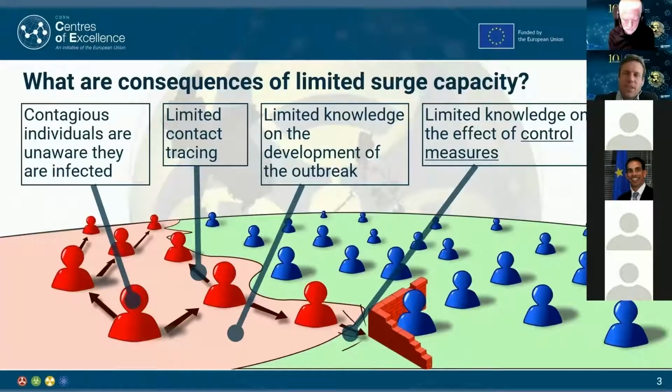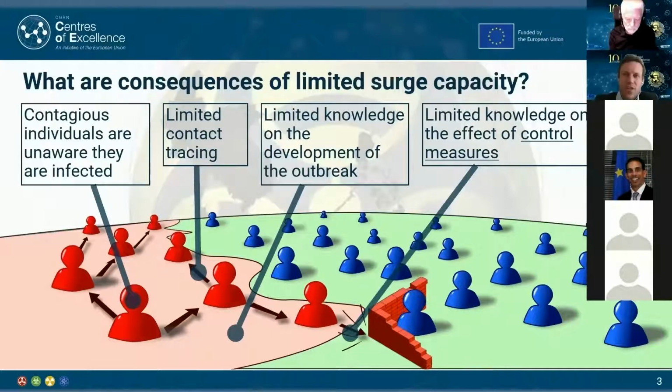So what are these consequences of limited surge capacity, so limited testing capacity? So first of all, very simple, is that contagious individuals are unaware they are infected. Therefore, they cannot change their behavior, and they might therefore infect more people. Also, from a response point of view, if you don't know who is infected, you can also not perform contact tracing. And as a national institute or a government agency, limited testing capacity also results in limited knowledge on the development of the outbreak.